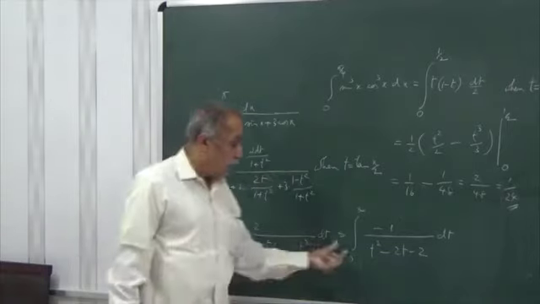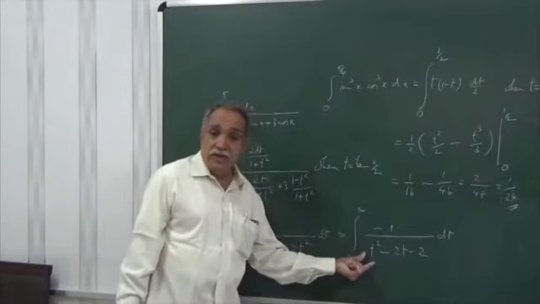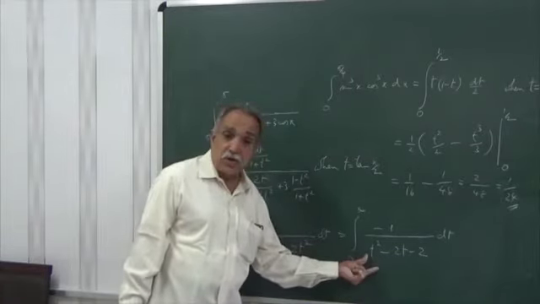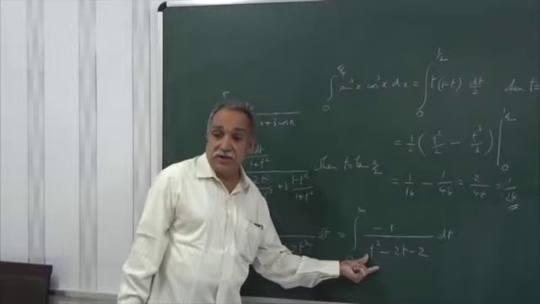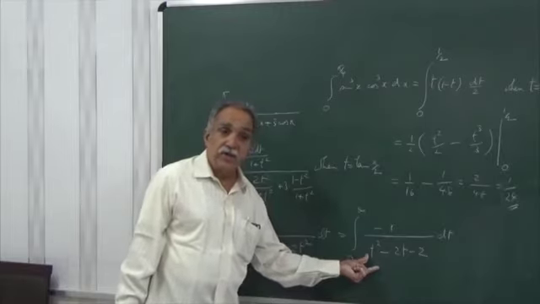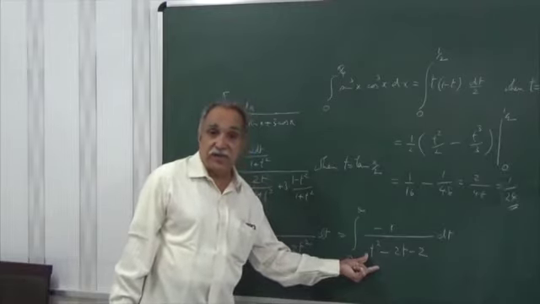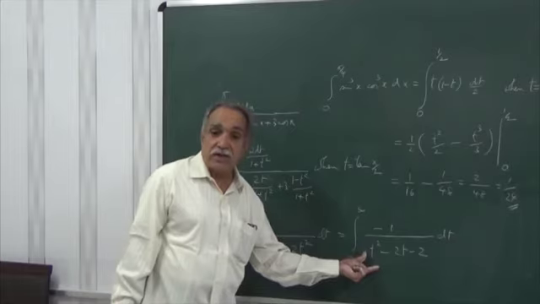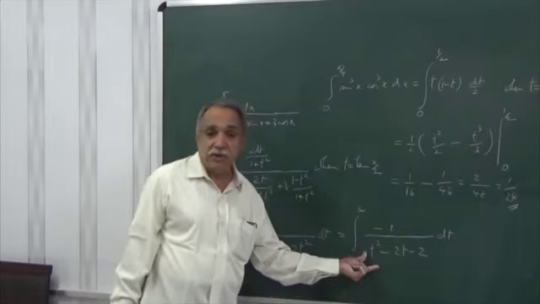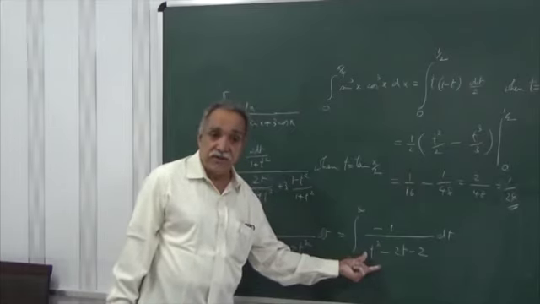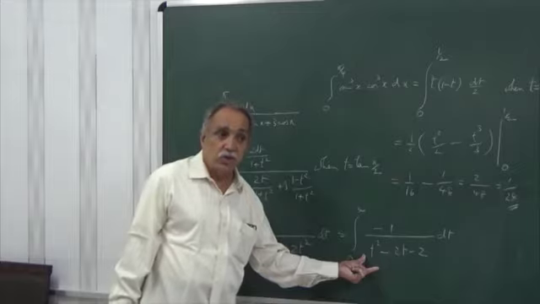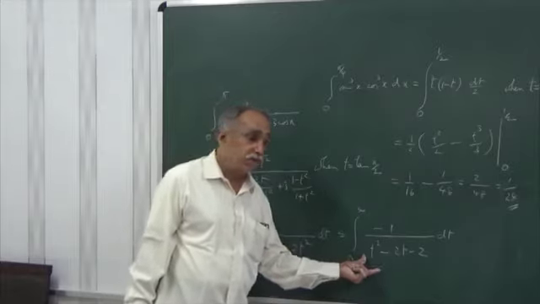You have arrived at a quadratic in the denominator. First you check whether this quadratic is factorizable. If it is factorizable, we will prefer the method of partial fractions. If it is not factorizable, we will go to the method of completing squares. Is this a factorizable expression? No. So, we will apply the method of completing squares.